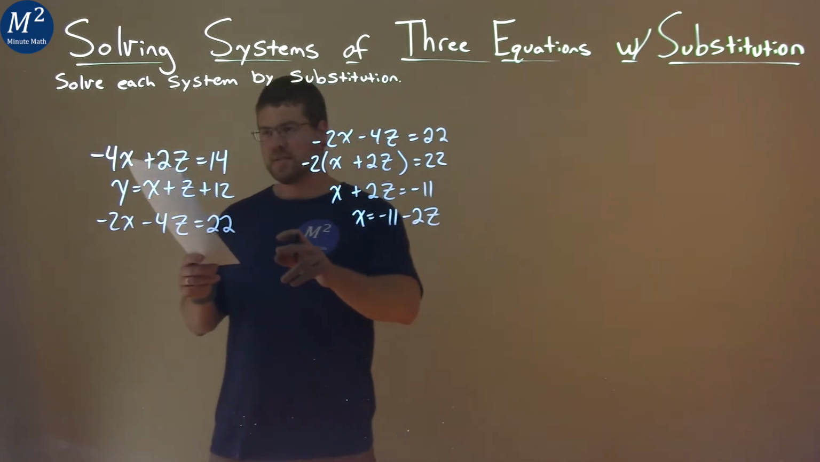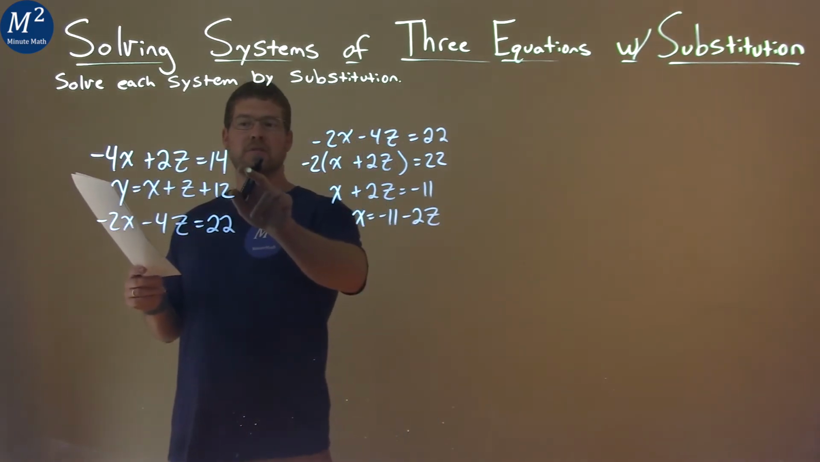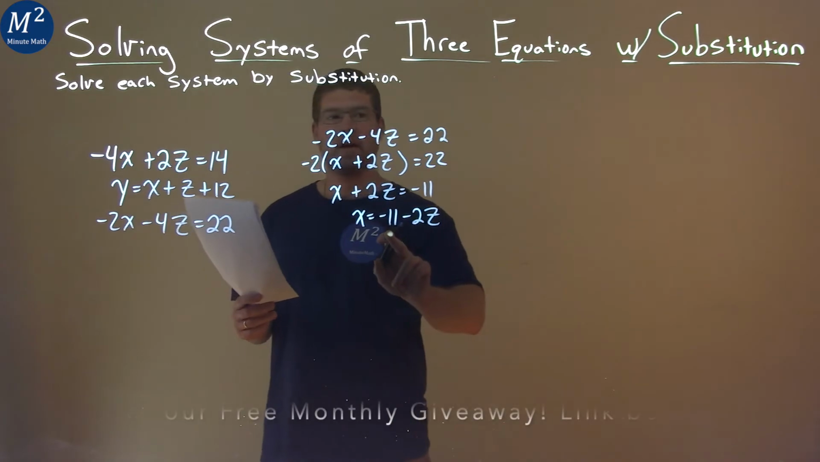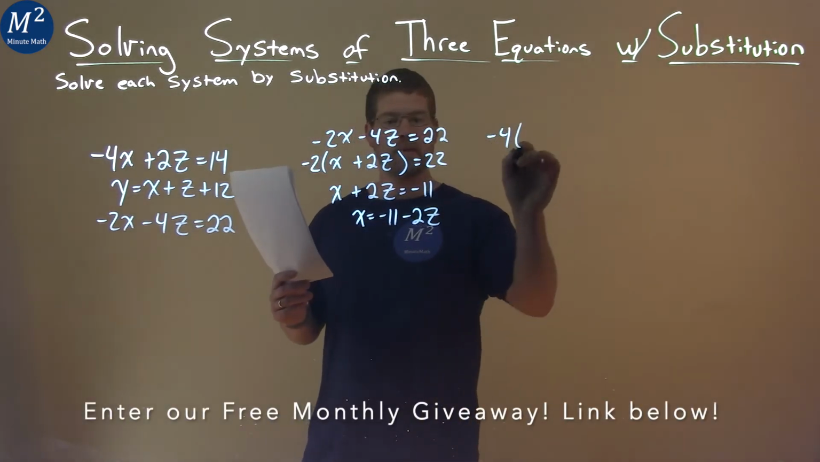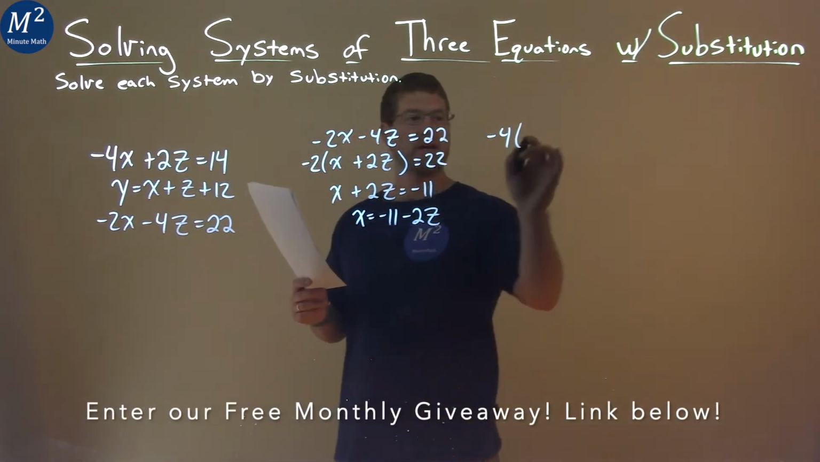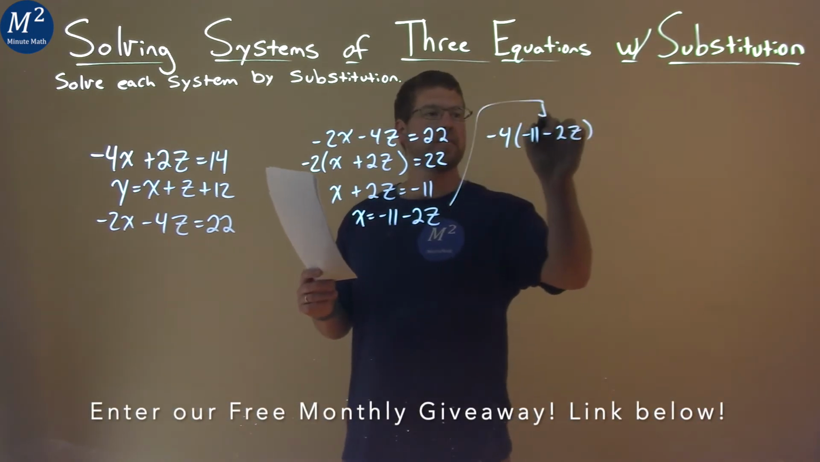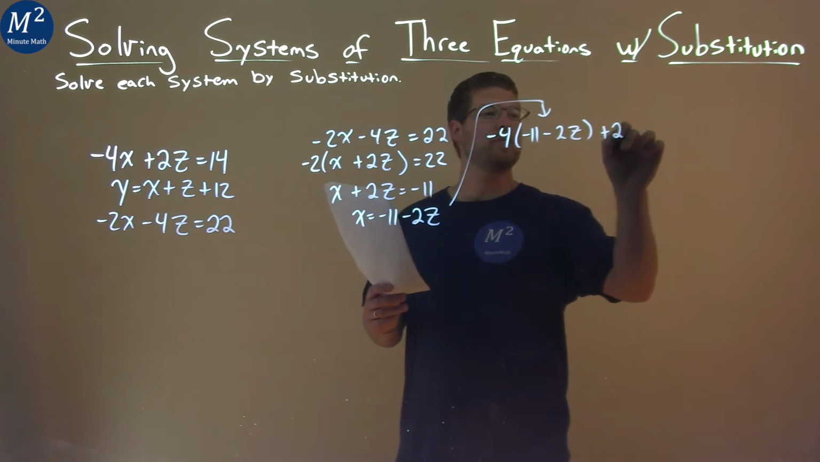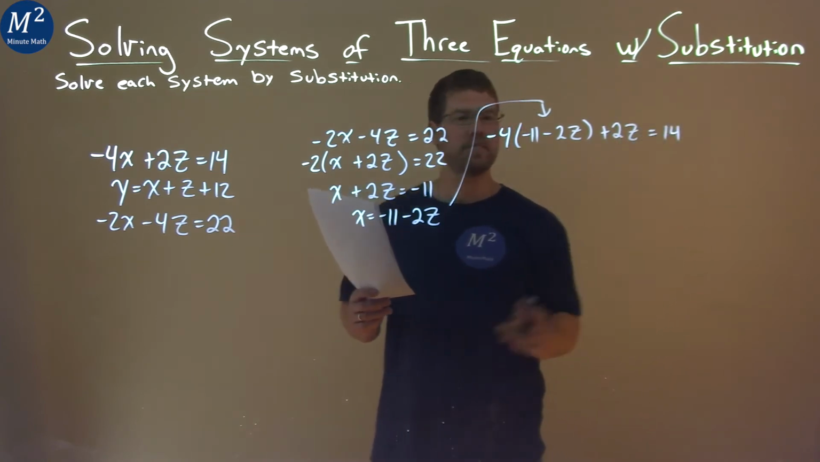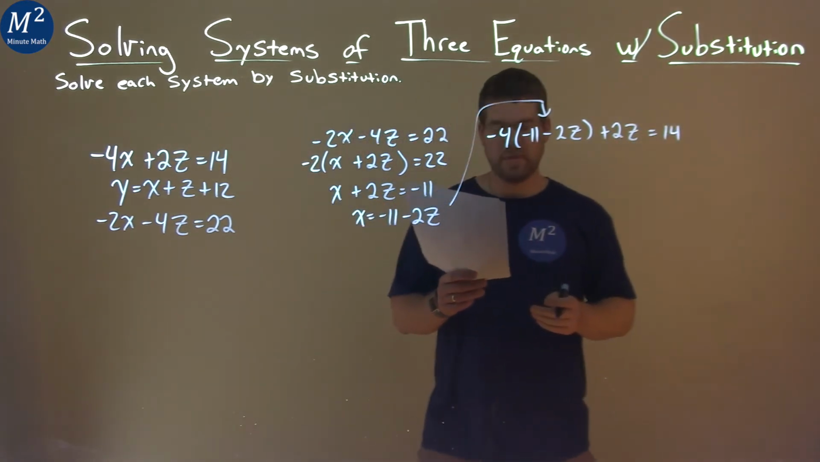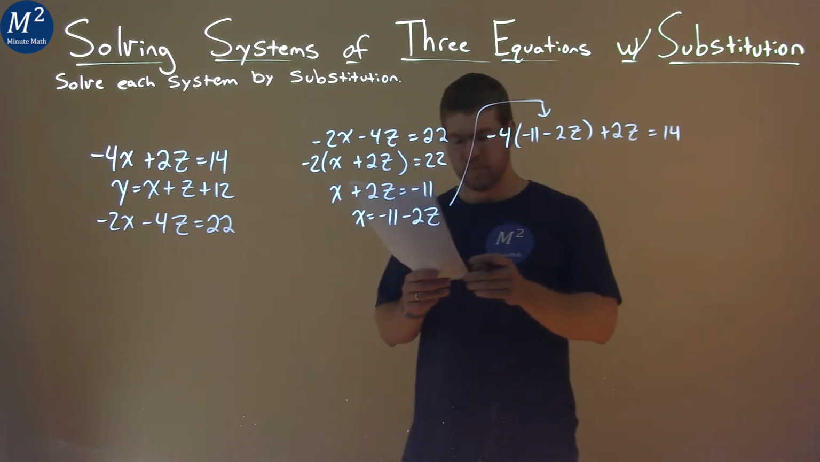Let's look at our first equation. Our first equation is in terms of x and z, and we can substitute that in. So we have negative 4, but instead of x, I'm going to put negative 11 minus 2z, which we just found. So you can see that right here, plus 2z equals 14. And now we have all the information we need to solve for z.